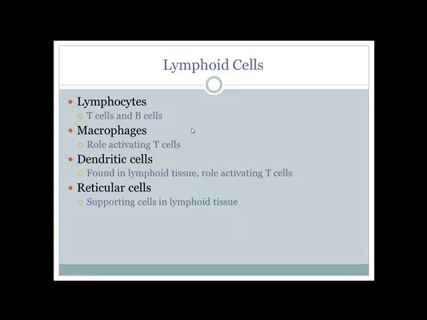With our lymphoid cells, we'll have our lymphocytes, which are T cells and B cells, and our macrophages, which will be there as a first line of defense, and they'll have a role in activating T cells. Our dendritic cells will also be there as phagocytes, which means they're going to eat other cells, and they'll have a large role in activating T cells. And then reticular cells, they're there just for support. They're there to help everything out.